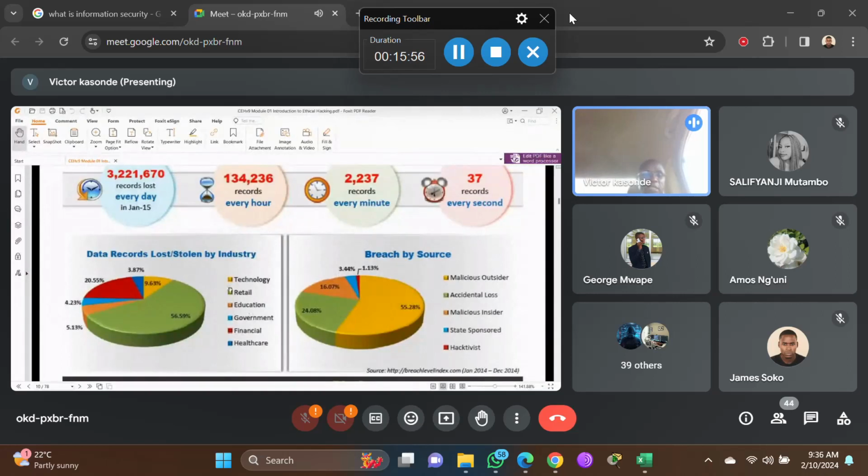So if you check, the one which lost a lot is this. What is this? When you go there, it's retail. So a lot of people were swindled. Finance, you can see that percentage. Government, you can see this percent. And then we have healthcare. These are data lost or stolen by industry, because each industry is being affected in one way or another.